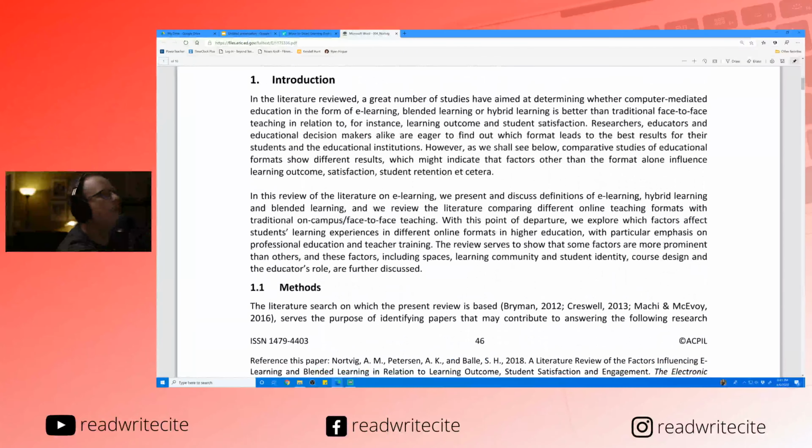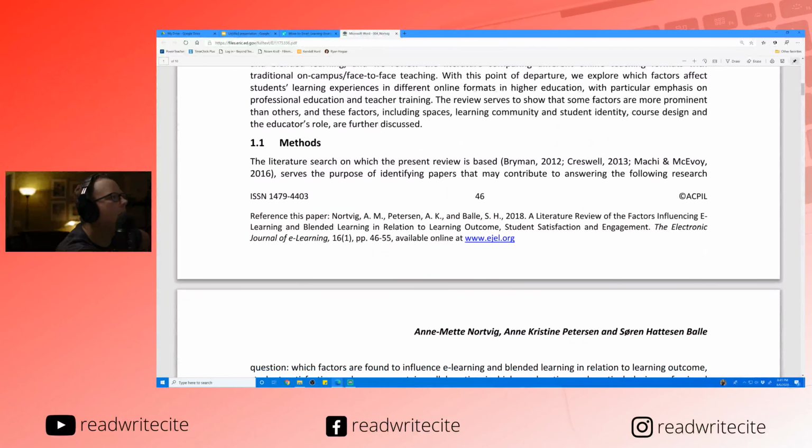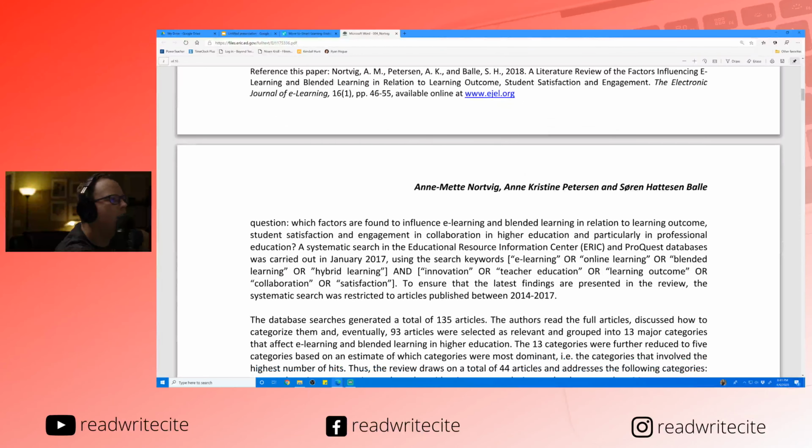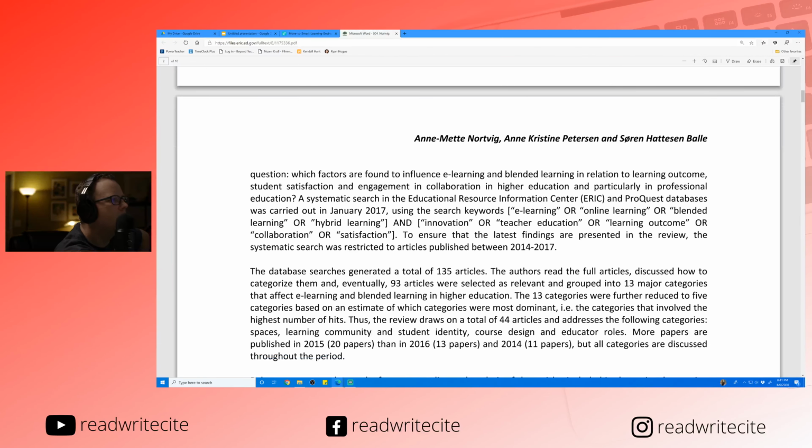Okay, so they start with an introduction, where they're going to summarize kind of what we just read. They're going to explain their methodology, which is basically how they chose the studies they were going to look at. Let's see, 135 articles. 93 were selected as relevant for their criteria. They broke it down into 13 categories. 13 was reduced down to 5. They looked at a total of 44 articles. And then these are the categories.